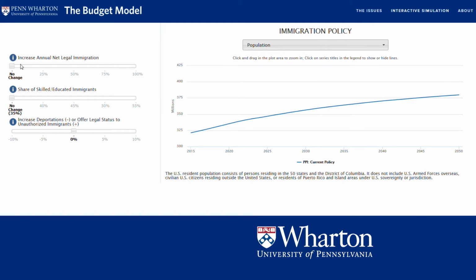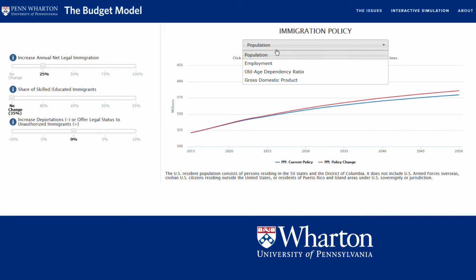All right, let's go through the different policies. Let's think about increasing the net amount of legal immigration. Right now, from this tooltip, you can see that net legal immigration to the United States currently amounts to about 800,000 people per year. And some of the policy ideas out there is to maybe increase that, maybe 25% a year. And not so surprisingly, population goes up.